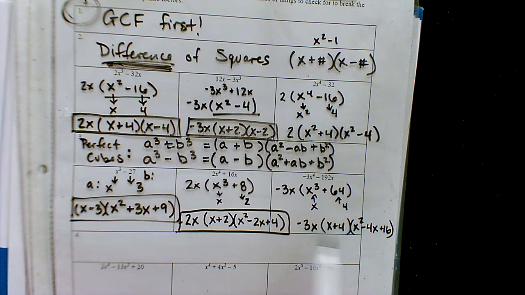So negative 3x is pretty simple. X plus 4 is pretty simple. Maybe we can keep going, not sure. Can we think of two numbers that multiply to 16 but add to negative 4?